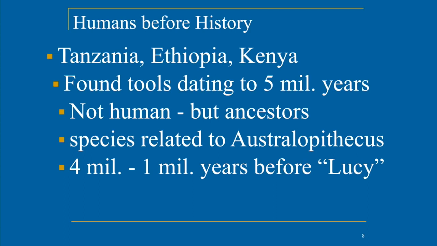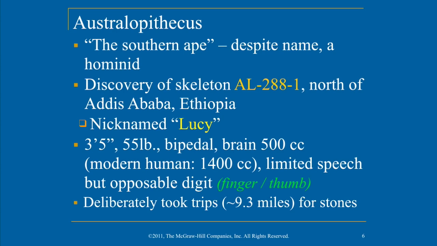Now, the Australopithecus literally translates to the southern ape, and despite its name, it's a hominid, meaning an early ancestor of humans. There was a discovery of a skeleton named AL-288-1 north of a city called Addis Ababa, Ethiopia. The people who found this skeleton nicknamed it Lucy because it was a woman. And she stood about 3'5" when she was alive. She was 55 pounds. She was bipedal, which meant that she walked on 2 feet. She had a brain of about 500 cc's, whereas the modern human has a 1400 cc or cubic centimeter brain.